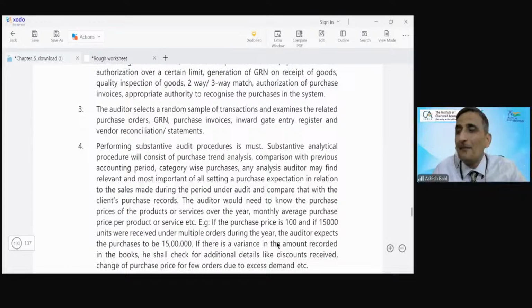And another point is building an expectation around purchases and seeing the reasons for variation. We had read in SA 520 Analytical Procedures that an auditor builds an expectation around various items in respect of which he is performing analytical procedures, and then he analyzes the variation in his expectation against the figure recorded in the financial statements, and he tries to analyze the reasons for the variation. It is not that if there is some variation, then it is always something fishy. It can be possible that his expectation is unrealistic, or it can be possible that management has some genuine explanations to offer with regard to such variations.